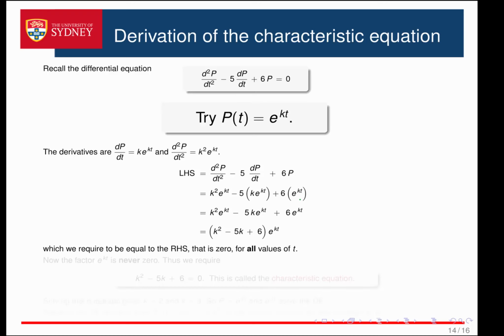Remember, we have substituted p of t is equal to e to the kt into the left-hand side of the differential equation. Now, if the left-hand side turns out to be 0, then this p of t will be a solution to the differential equation. So for this p of t to solve the DE, then either the quadratic or e to the kt must be 0. Now, the function e to the kt is never 0. The fact that the graph of e to the kt never touches the horizontal axis demonstrates that this function is never 0.